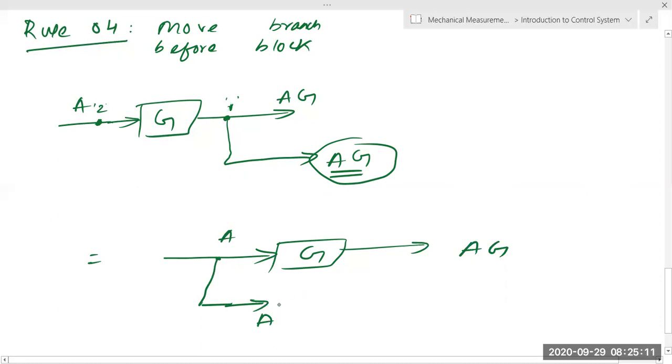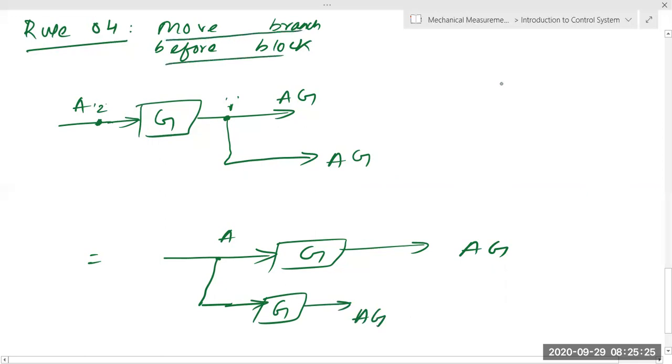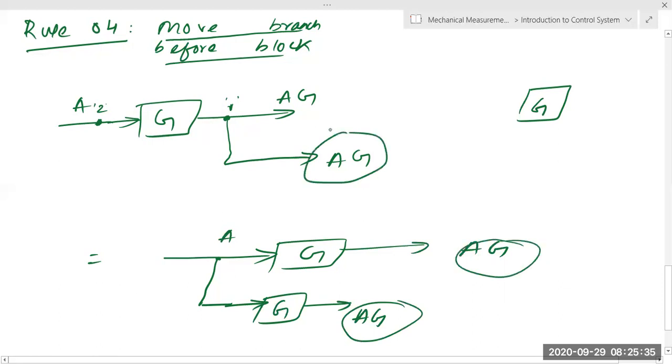So what are we going to do? We will put a block G here. Now this signal will get converted to AG. So whenever we are moving the branch before the block, we need to multiply the branch with a signal G. This is very important. If we don't do it, we will not get the same values. So when we are moving ahead of the block, it will be 1 by G. When we are moving the branch before the block, it will be G.